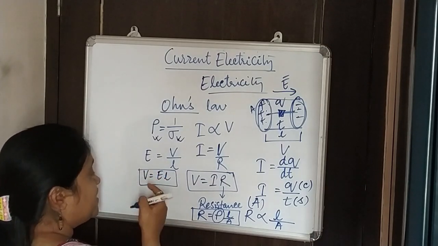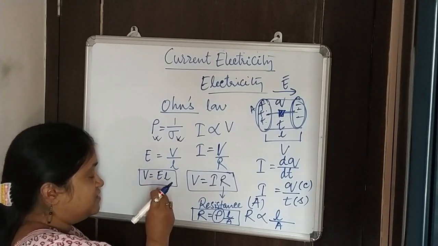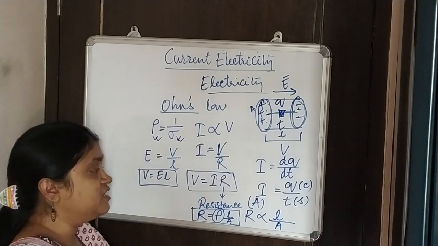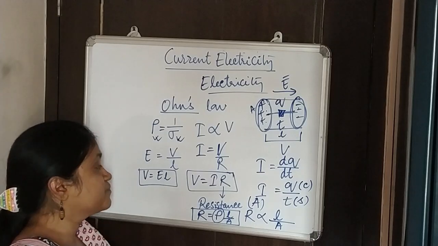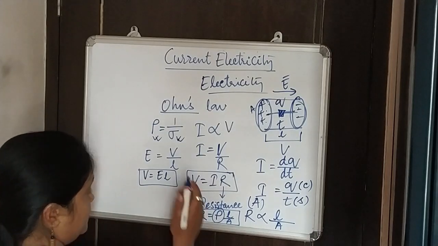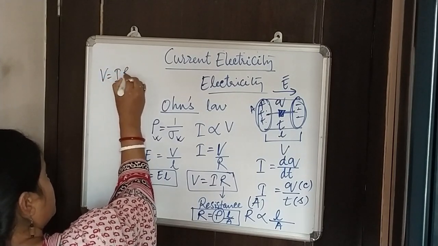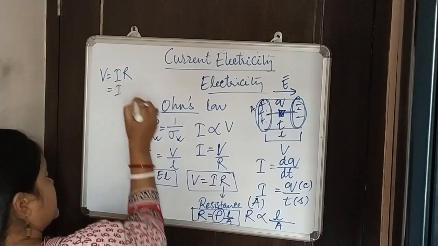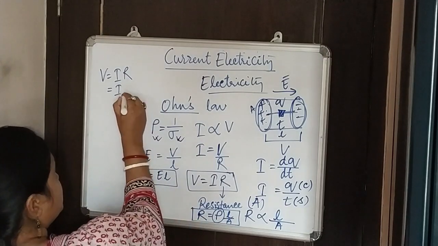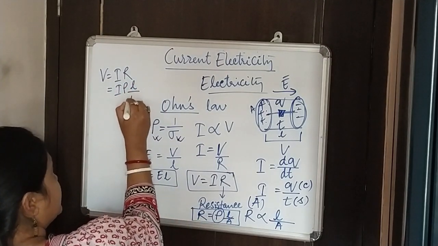So this is another very interesting concept that we bring into Ohm's law. Now as we already know, V equal to IR from Ohm's law, and from the law of resistance we know R equal to rho L by A.